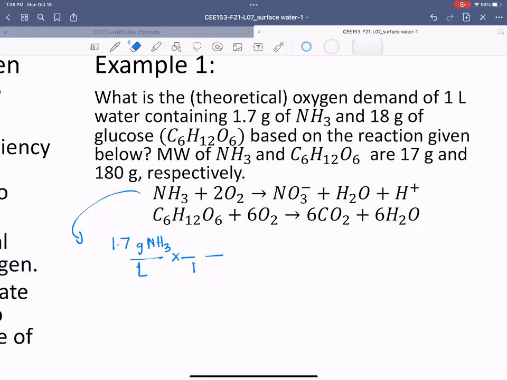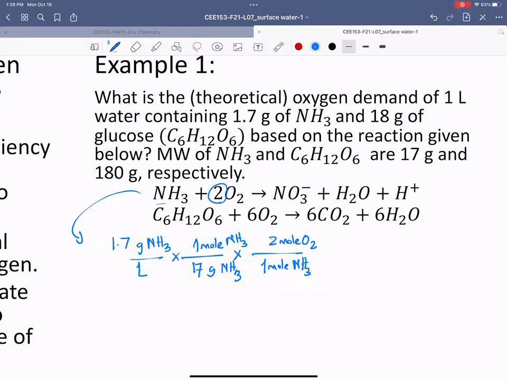So 17 gram of ammonia is 1 mole of ammonia. And you know that 1 mole of ammonia can consume how many moles of oxygen? Based on these reactions, 2. Okay, so 1 mole of ammonia is consuming 2 moles of oxygen.